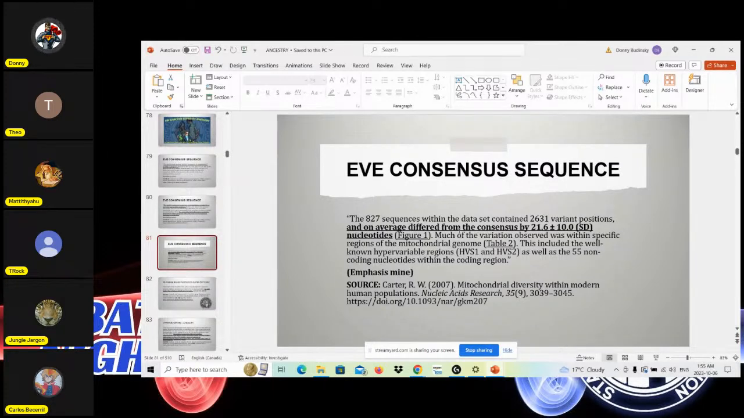And on average, so notice this. The 827 sequences within the data set contained 2,631 variant positions, and on average differed from the consensus by only about 21 nucleotides. That means any two people only differ by about 21 differences. So what they did is they looked at the rare deviants worldwide, where we do differ and where we don't have the same nucleotide.